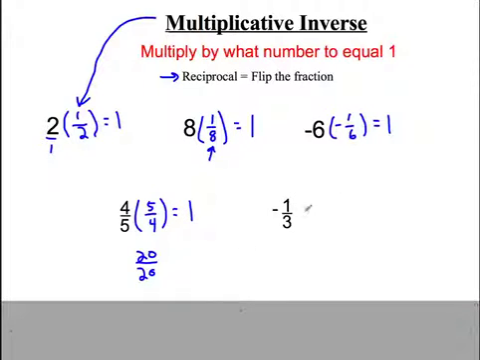Can I just look at this? What's the multiplicative inverse of negative 1/3? I know it's got to also be a negative, sign's the same, and flip it, it's going to be negative 3. So these are multiplicative inverses right here. Boom, boom. Excellent. So now we get the multiplicative inverse.